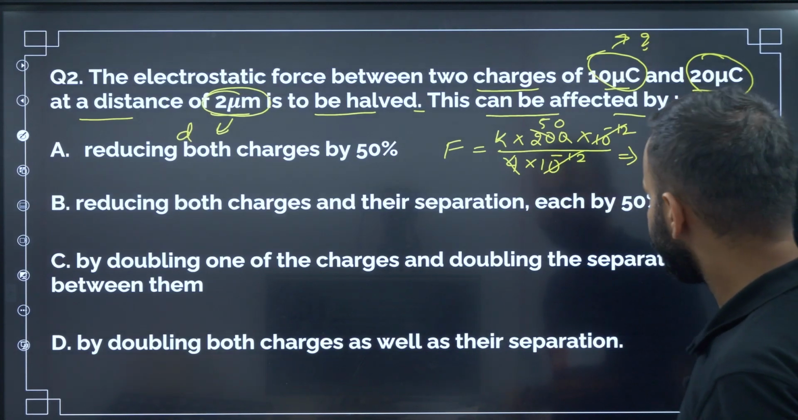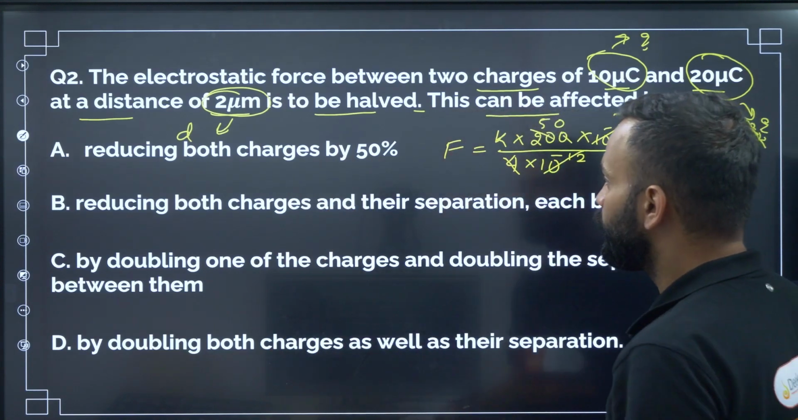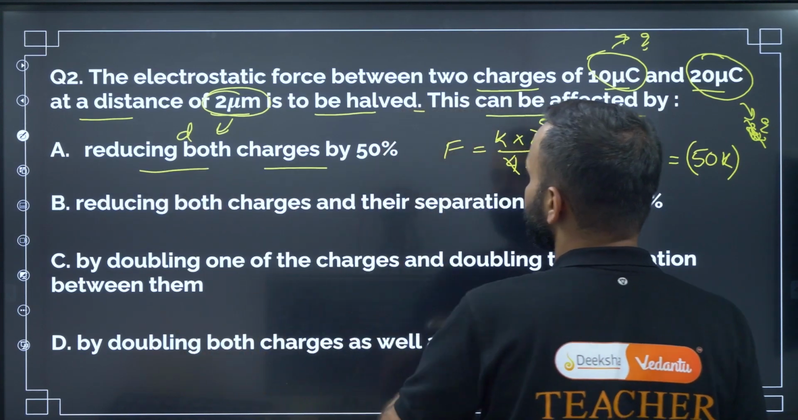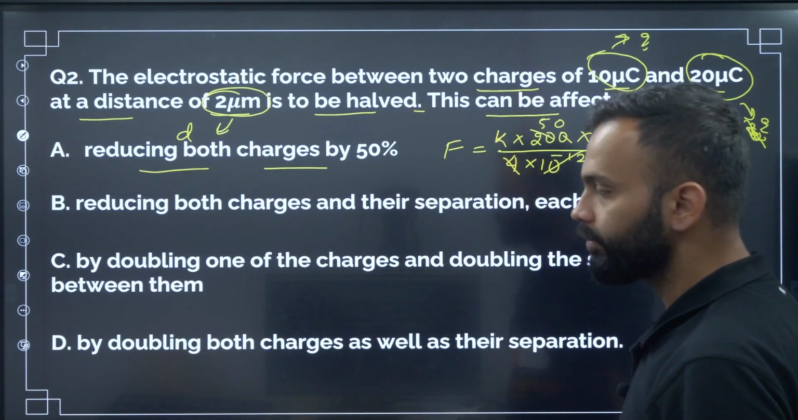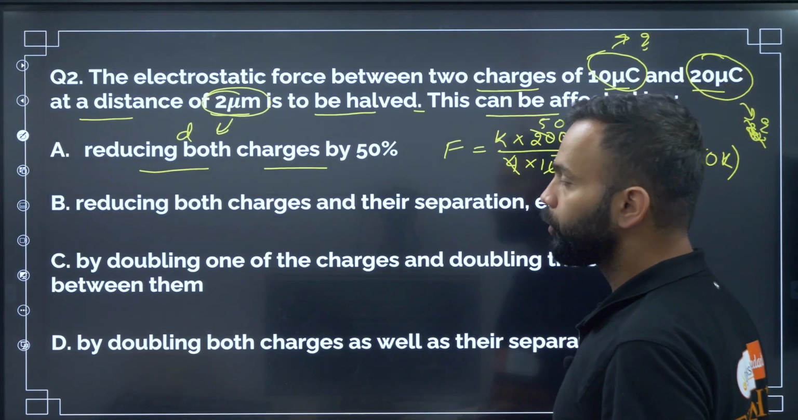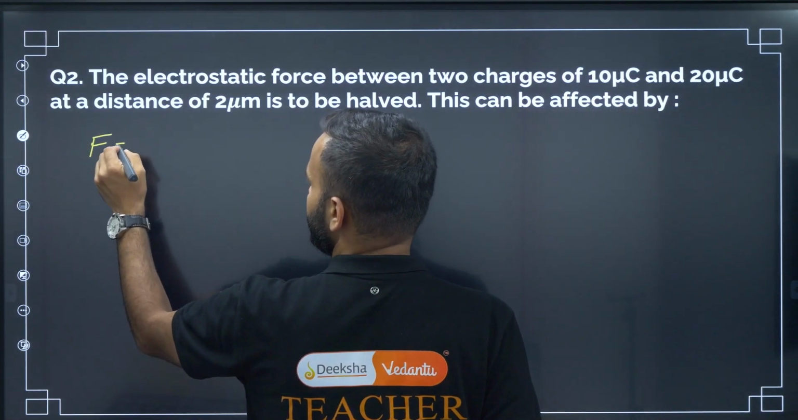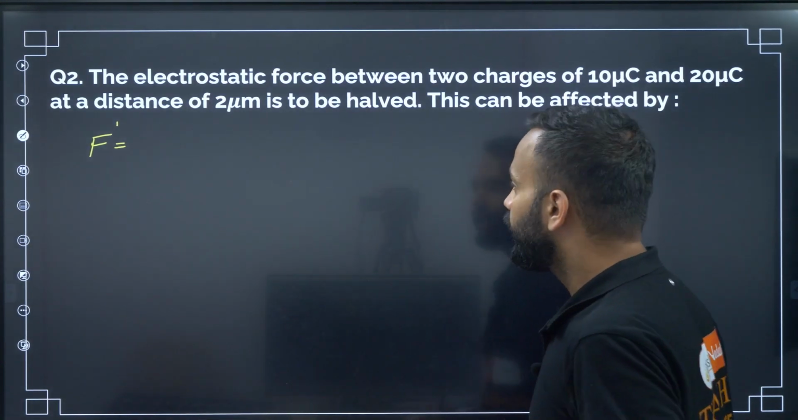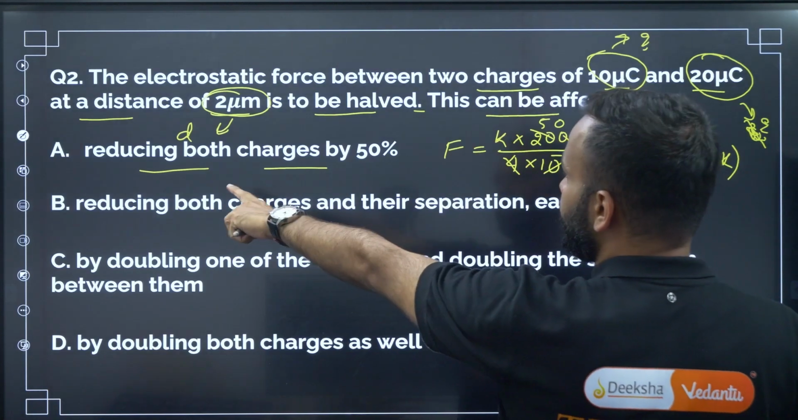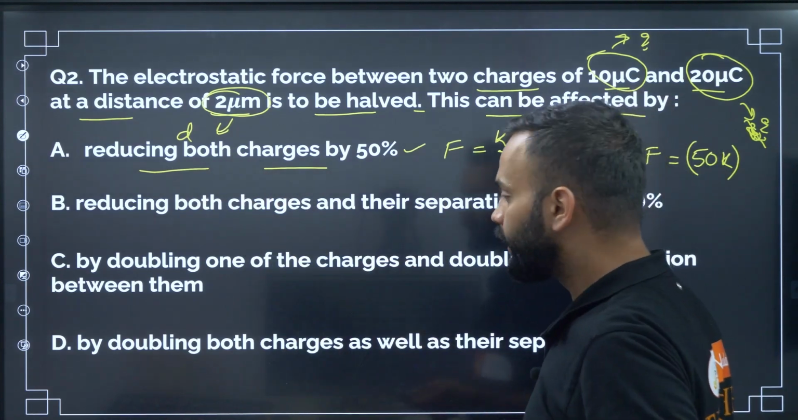Now we need to check every option. The force is to be halved. The first option is reducing both charges by 50%. Let us see. Here I'm going to use another slide. This can be affected by reducing both charges by 50%. I'm checking option A.